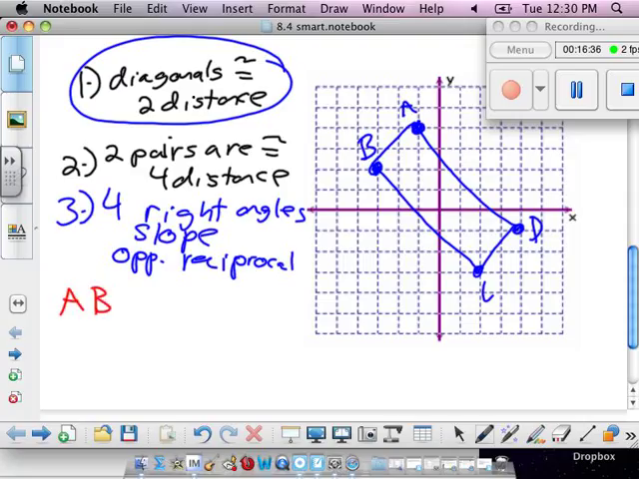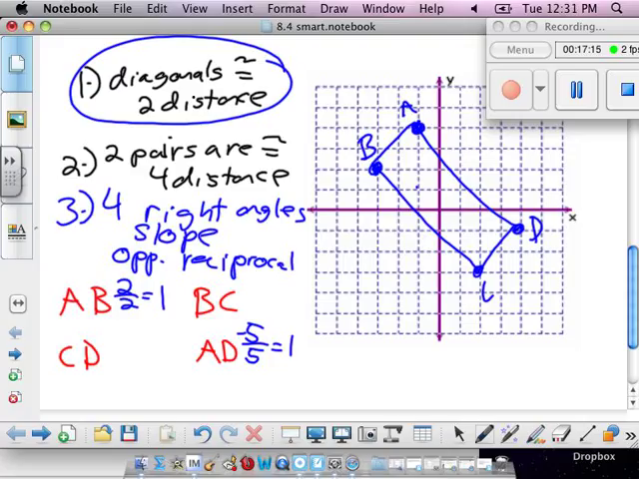Let's list our slopes. We've got AB, BC, CD, and AD. The slope from A to B: I'm looking at B and I'm going up 2 over 2. So 2 over 2 gives me 1. What would be the opposite reciprocal of 1? Negative 1. We want AD to have a negative 1 slope. So let's go down 1, 2, 3, 4, 5 over 5. Negative 5 over 5 gives us negative 1. So I know AB and AD are perpendicular to each other.